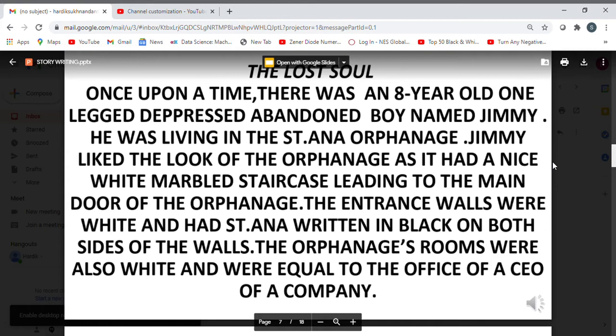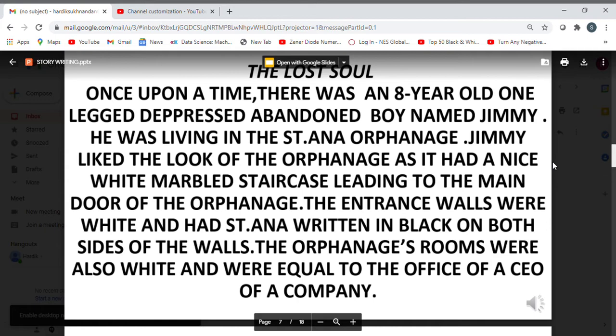Now moving on, how did I provide the visualization using the real life method? All I did was make an image in my head and describe it. Once upon a time there was an 8-year-old one-legged, depressed, abandoned boy named Jimmy. He was living in the Saint Anna orphanage. Jimmy liked the look of the orphanage as it had a nice white marble staircase leading to the main door of the orphanage. The entrance walls were white and had Saint Anna written in black on both sides of the walls. The orphanage's rooms were also white and were equal to the office of a CEO of a company.